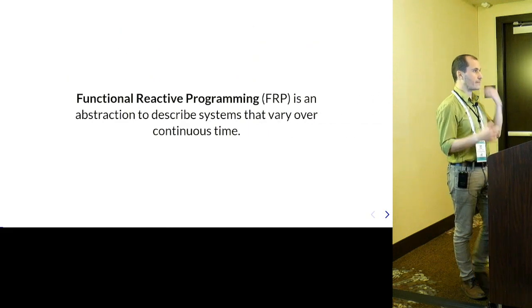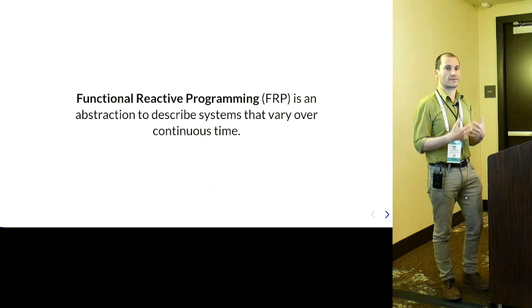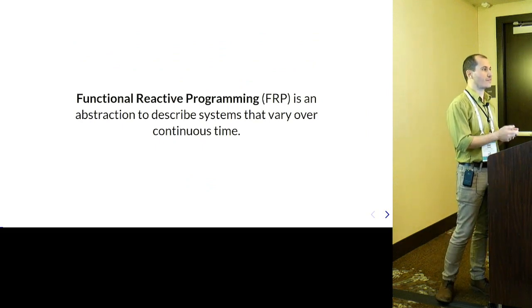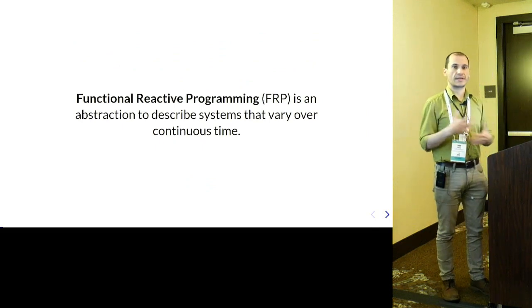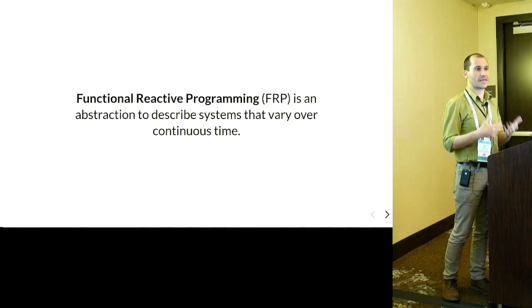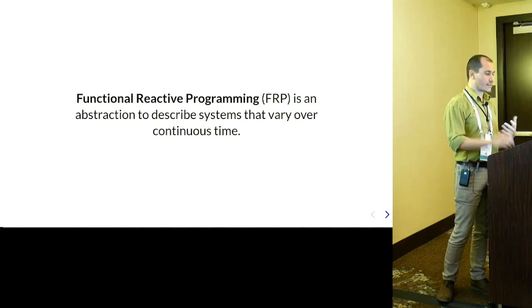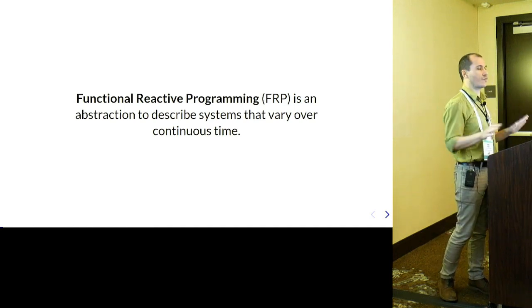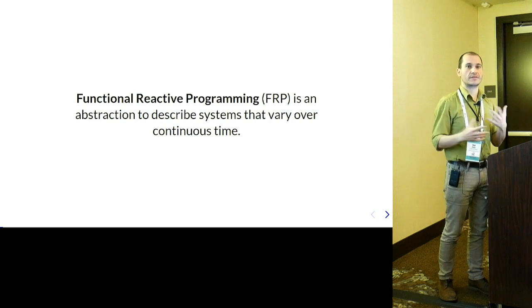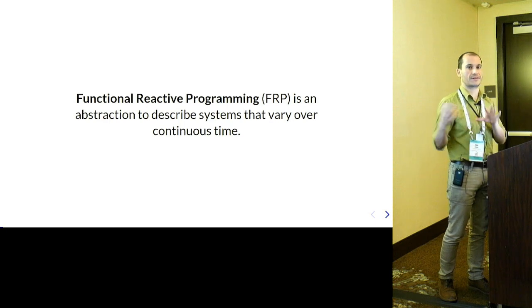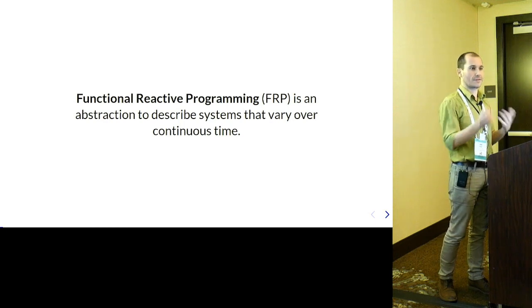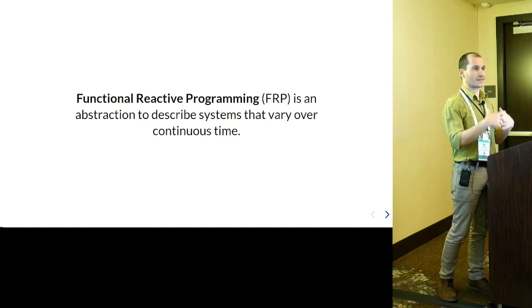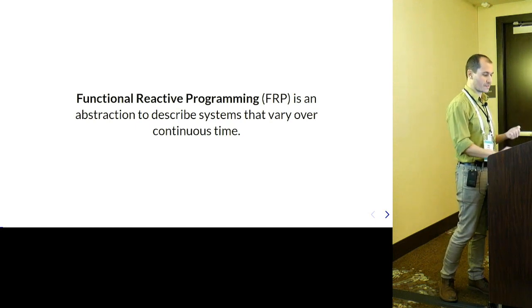So probably many of you have heard the term FRP, Functional Reactive Programming, and that's an idea that came to be around the mid-90s. FRP is an abstraction to describe systems that vary over time. And over the years, the term was diluted and used to describe systems that were not necessarily over continuous time, not necessarily functional. They didn't have the denotational semantics, and the term lost its meaning.